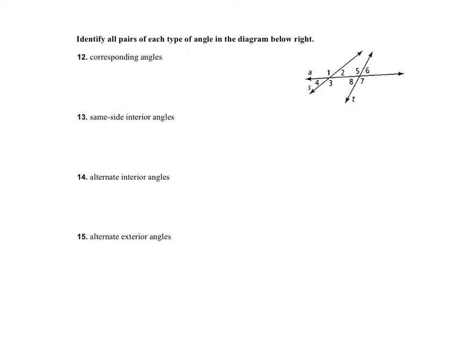Okay, so we want to identify all pairs of this type of angle. So first of all, it's corresponding angles. So corresponding angles are angles that are on the same side of the transversal. In this case, A is my transversal, and they are on the same position comparing the numbers. So this one is on the left on top. This one is on the left on top. So angle 1 and angle 5.